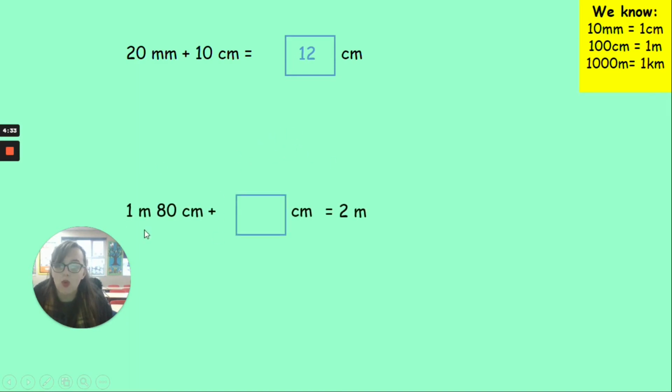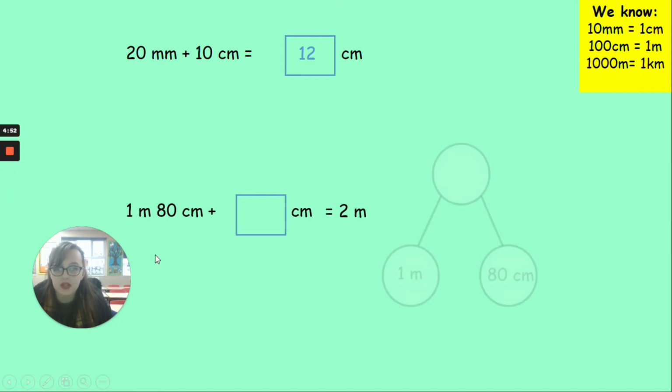So here I've got 1 metre and 80 centimetres, add something centimetres gives me 2 metres. Now again, I've got lots of different units of measurements here. I've got some metres, I've got some centimetres, and I want my answer in metres at the end. This needs to be in centimetres, this missing part here.